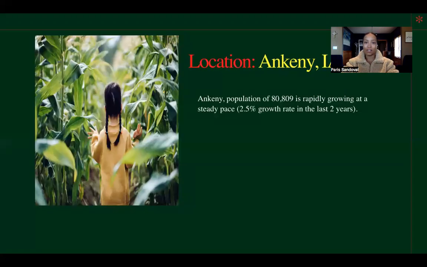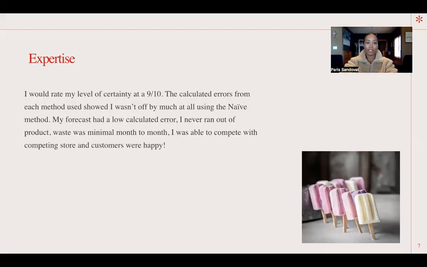As I mentioned here, location, I am in Ankeny, Iowa. And my expertise, I would rate my level of certainty at a 9 out of 10. The calculated errors from each method you showed, I wasn't off by much at all using this method. My forecast had a low calculated error rate. I never ran out of product. Waste was minimal month to month, and I was able to compete with competing stores, and customers were happy.